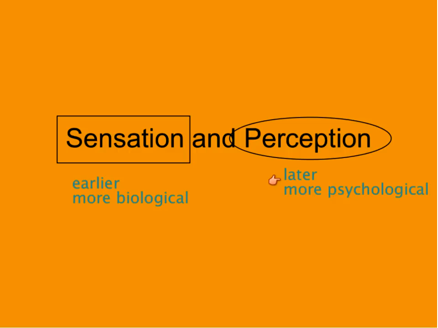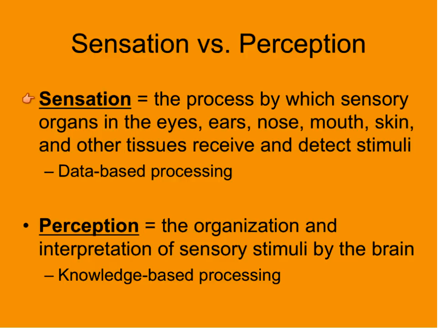We're not going to be talking about action potentials or receptor cells or transduction or any other parts of the brain at that point. We're going to be talking about higher level sorts of processing. So let's distinguish these with what I've built in here on this first slide, where sensation is the process by which sensory organs in your eyes, in your ears, your nose, your mouth, your skin, and other tissues take in environmental stimulation and they detect stimuli.